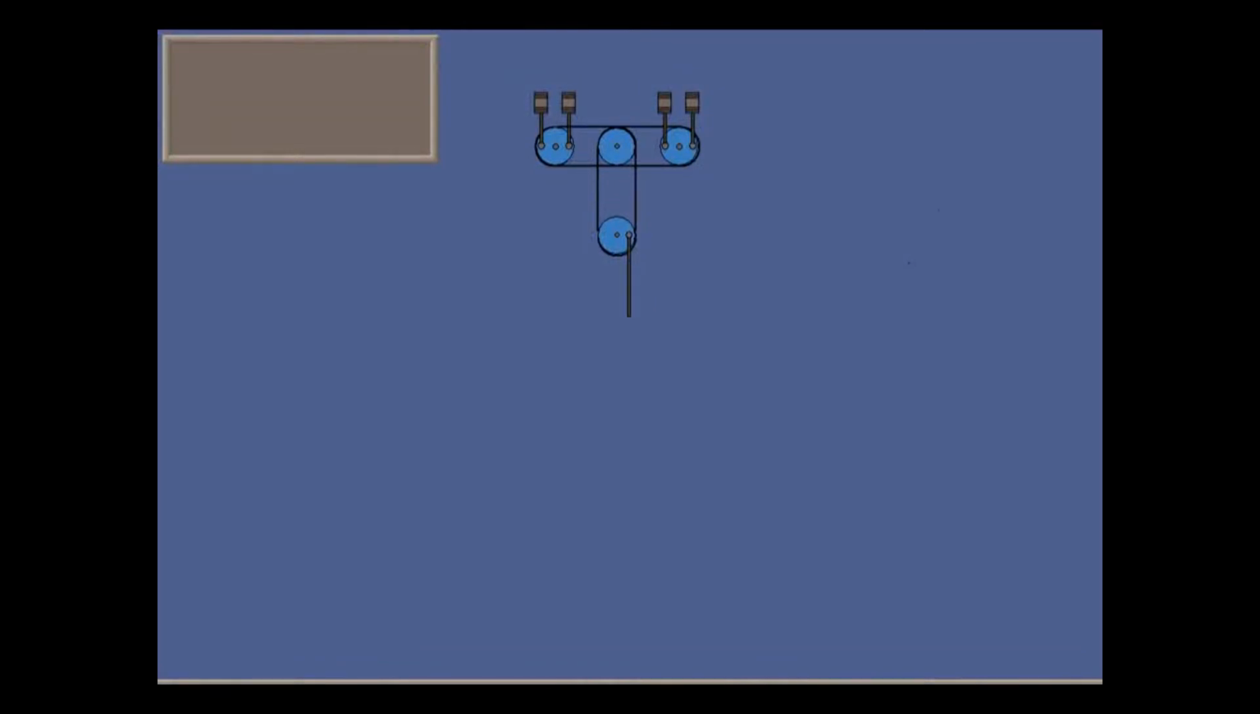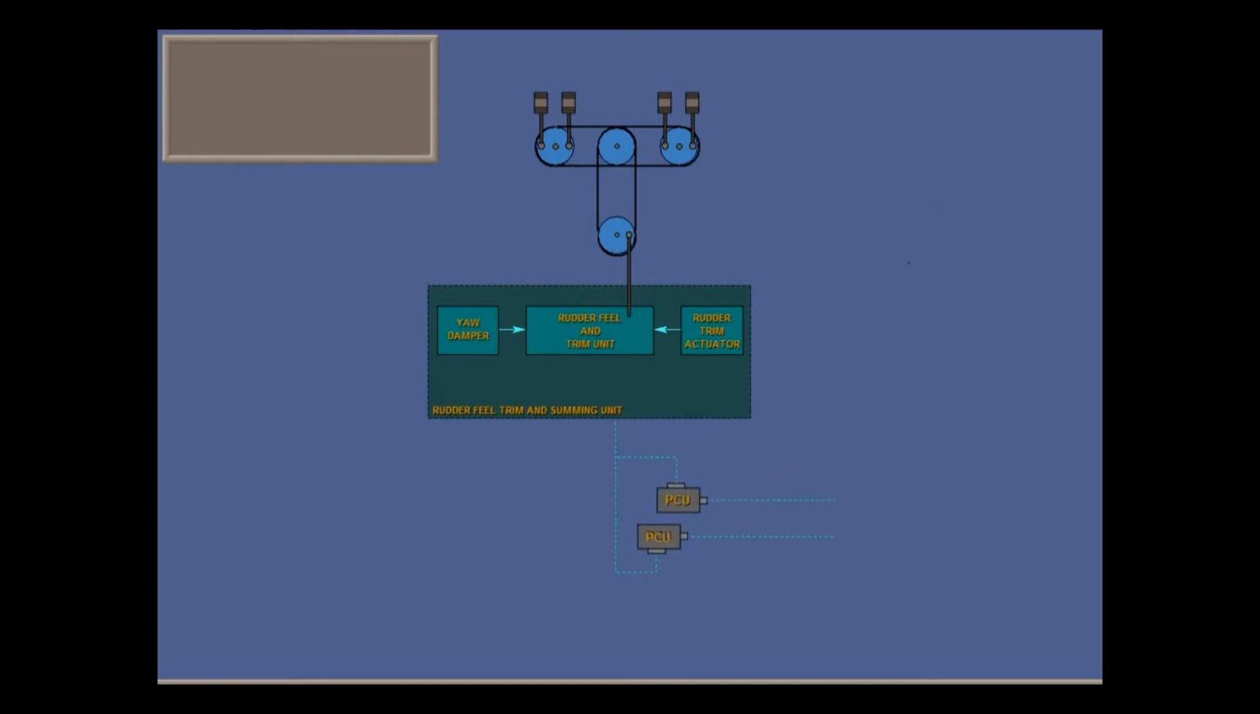Now the yaw system. We've seen how both sets of pedals, trim and yaw damper inputs, are added in a summing unit, then connected by cables to PCUs, powered by both hydraulic systems, to move the fore-rudder.